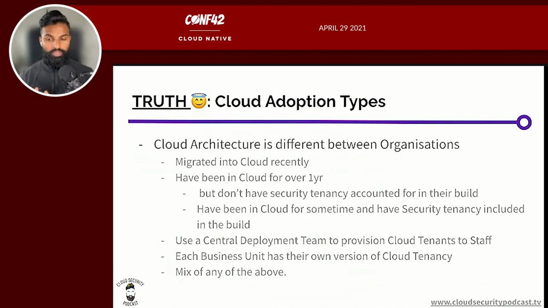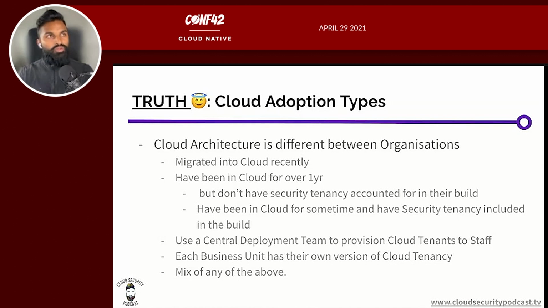Whereas there's another model where you migrated into cloud, but went through digital transformation. You made them into microservices and started using some of the services which were provided by a cloud provider. Now, depending on what stage of migration you are in, for example, if you migrated recently, or if you've been in the cloud for a year or maybe a few years, you may have a separate security tenancy or account in your cloud service provider. And depending on the cloud adoption type, you could have gone down either way.